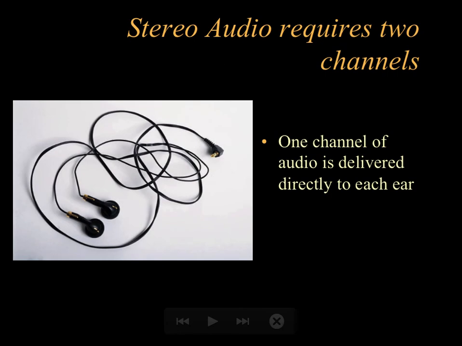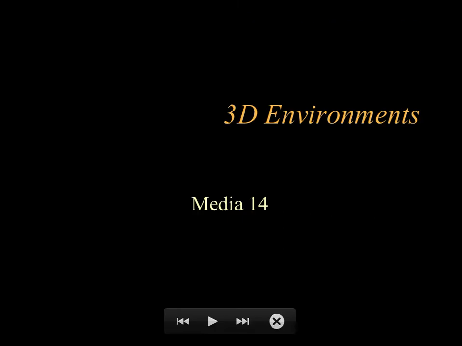Okay, so in this class we're going to look at how 3D works. This isn't going to be on the exam, but I thought it would be interesting just to have a look at some of that.